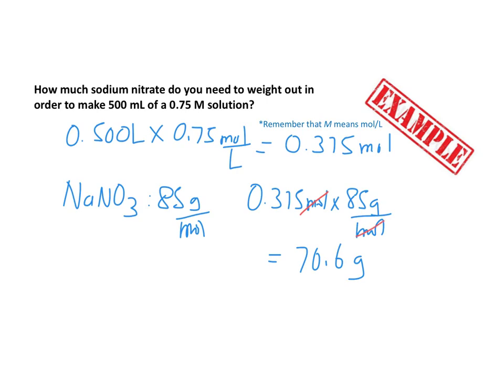And then finally we round for two significant digits, that's 71 grams. That means we need to weigh out 71 grams of sodium nitrate in order to make 500 milliliters of a 0.75 moles per liter solution.